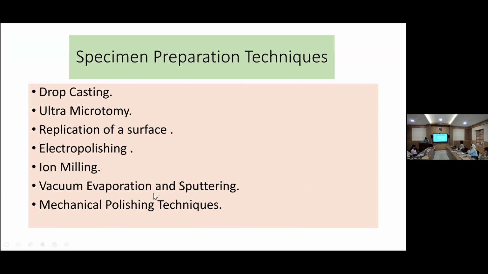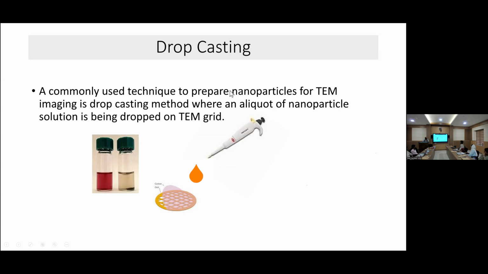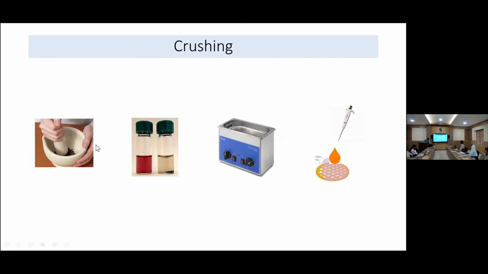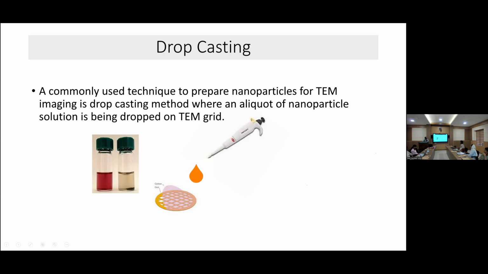So first, follow this drop casting method. This is the simple method for TEM sample preparation. We just disperse the sample. If it is a liquid, in colloidal form, then we should just add one or two drops to the grid, then dry it. That is the simple method that we can follow for TEM sample preparation. Only thing, the concentration should be very low.